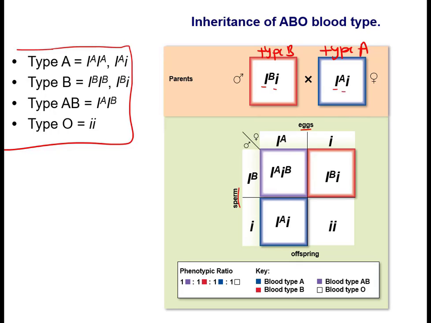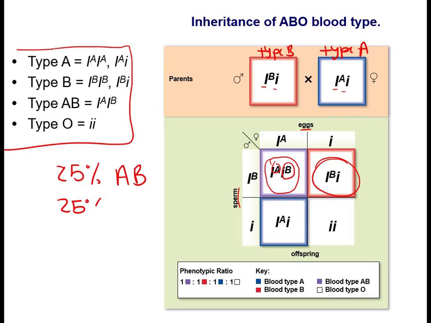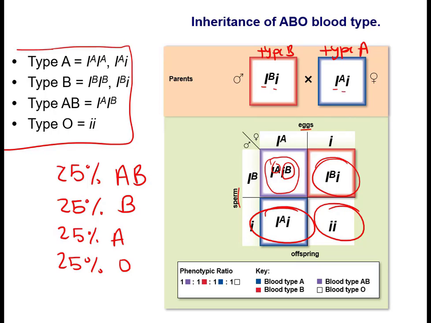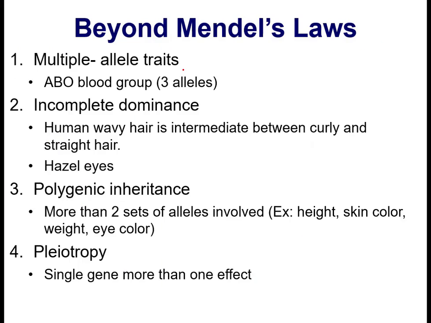And what we find out is there's a 25% chance the offspring will have type AB blood. There's a 25% chance the offspring would have B blood. There's a 25% chance they would have A, and a 25% chance they would be type O. So that's how you would figure out inheritance of ABO blood type. Okay, so that was the first rule breaker, the multiple allele trait.